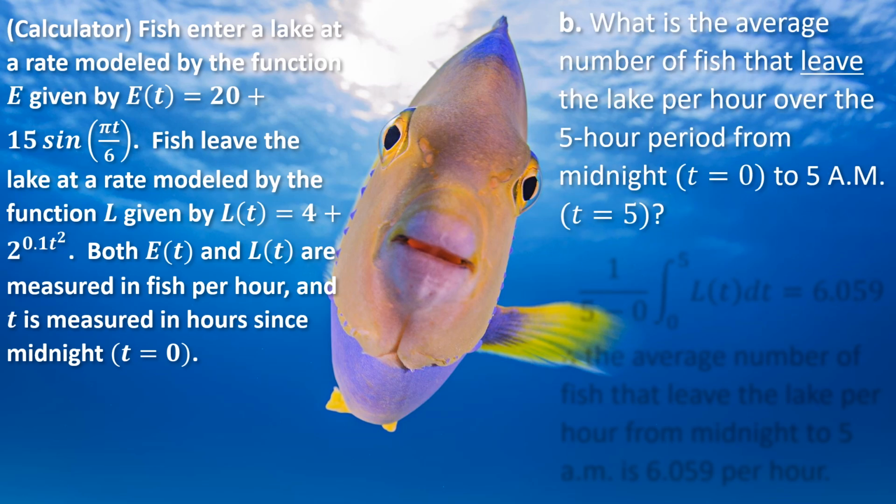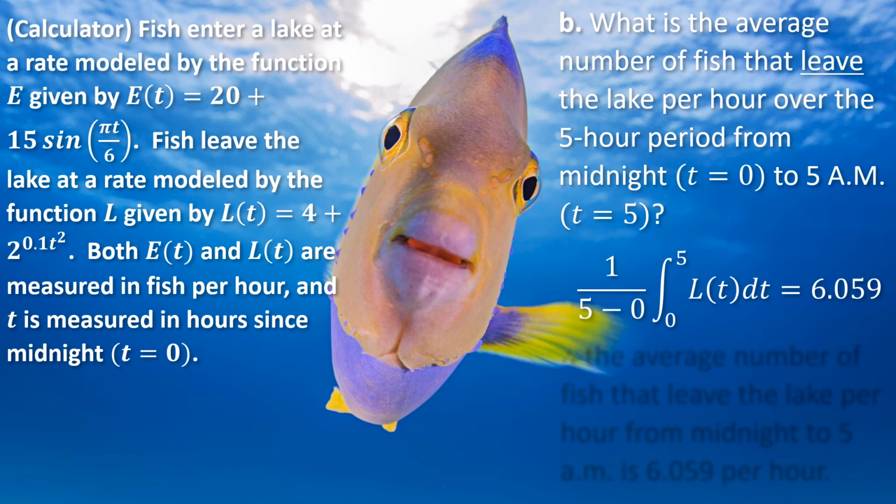All right, this next question says find the average number. So we're talking about AVT. Find the average number of fish that leave the lake in the 5-hour period. So they're talking about leaving, so now we're looking at the function L of t. And since they said the average, again, we're using AVT. So that's 1 over b minus a, integral a to b of our function. Literally just setting it up, writing it down, and then integrating that in my calculator.